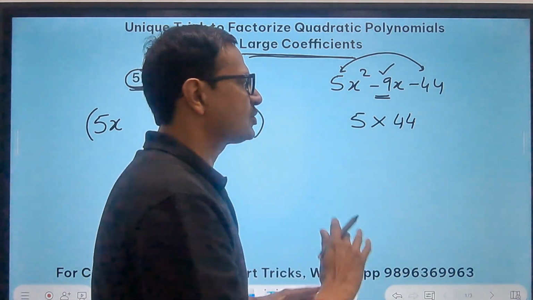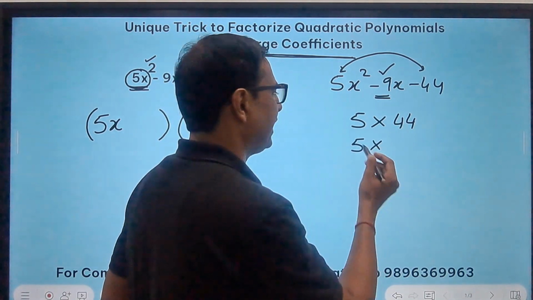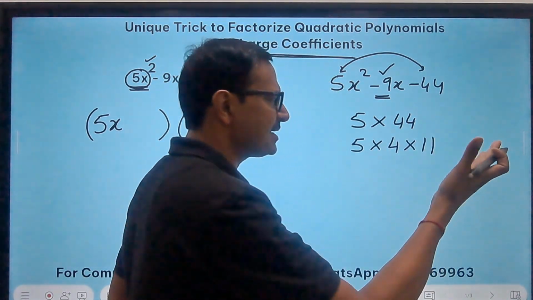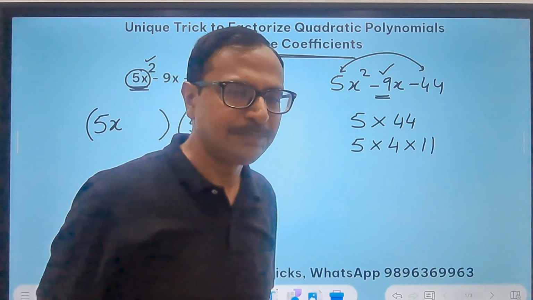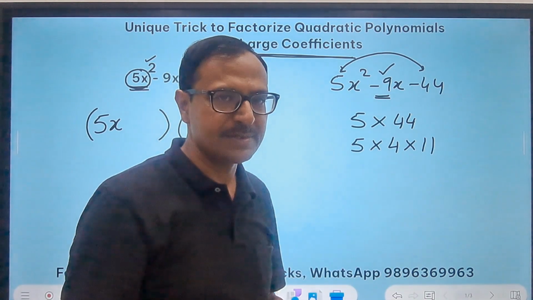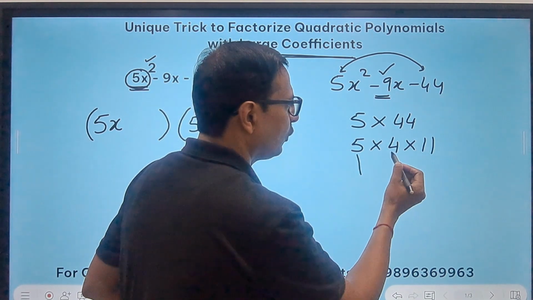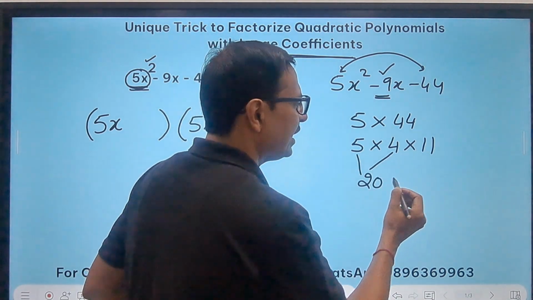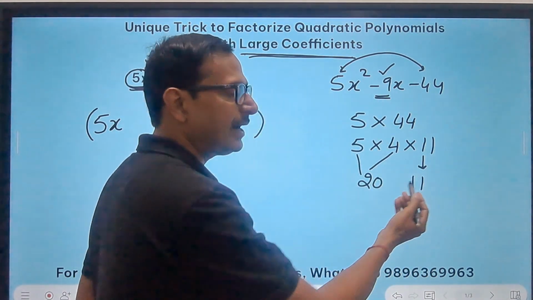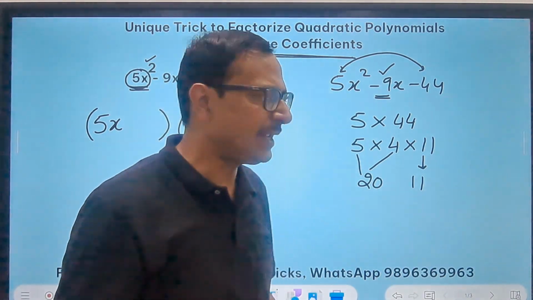So 44 and 5 is not going to give me a 9. So what will I do? 5 is a prime number, I'll keep that as it is. 44, I can break it down as 4 times 11. That's the easiest factorization of 44, right? Now let's see if we regroup these 3 into 2 factors whose sum or difference is 9, my job is done. So what about combining 4 and 5, which gives us 20, and then having 11 as it is? Now can we get a 9 using 20 and 11? We can, right? 20 minus 11 is 9, and that works.